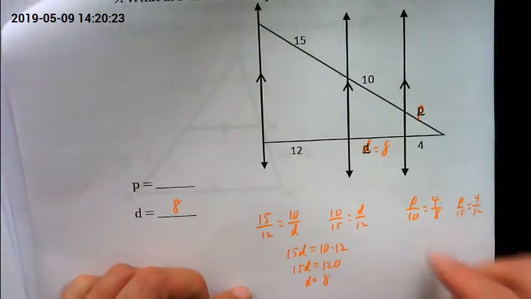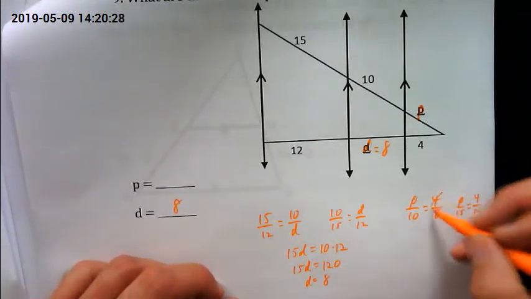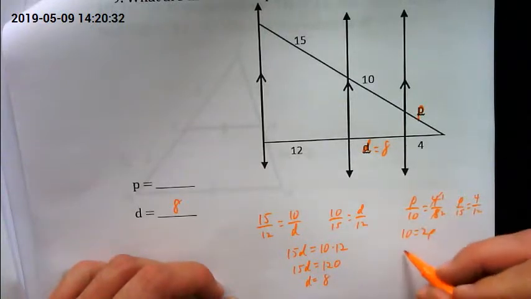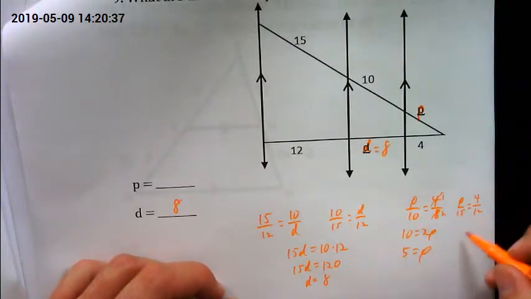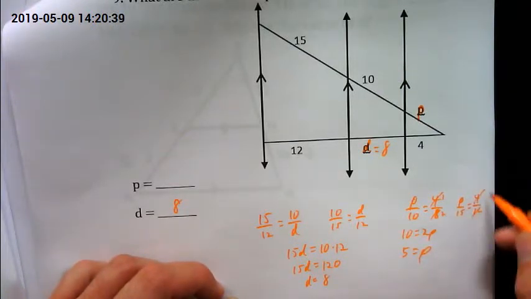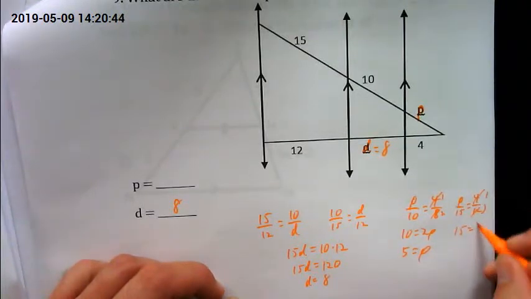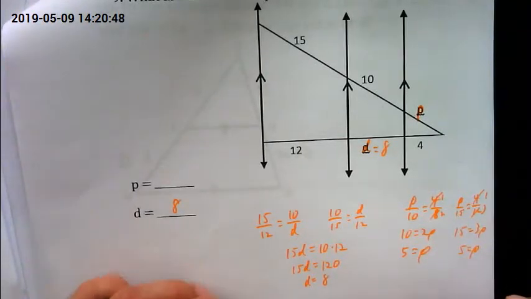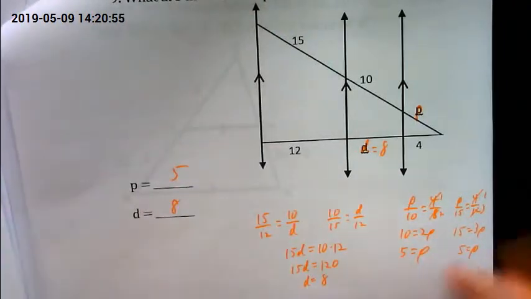Now, it doesn't matter which one you do, you get the same values. So here I could reduce, that's 1/2. Cross multiply, that's 10 equals 2P. Divide by 2, and P is 5. If I had done this one, it's the same thing. This reduces as well, 1 and 3. 1 times 15 is 15. That's 3P. Divide by 3, and you get 5. So as long as you're setting up a correct proportion, you should get the same answer no matter what. All right? So P is 5.